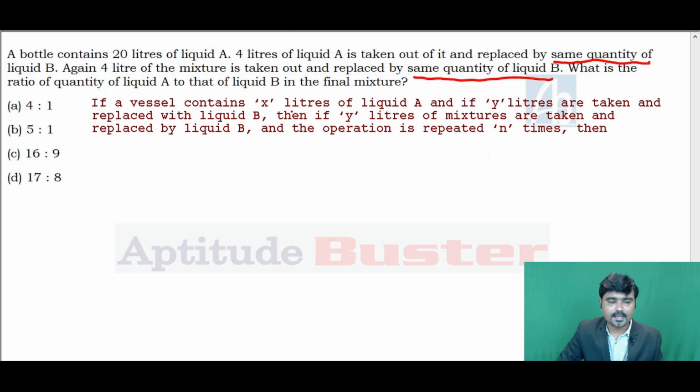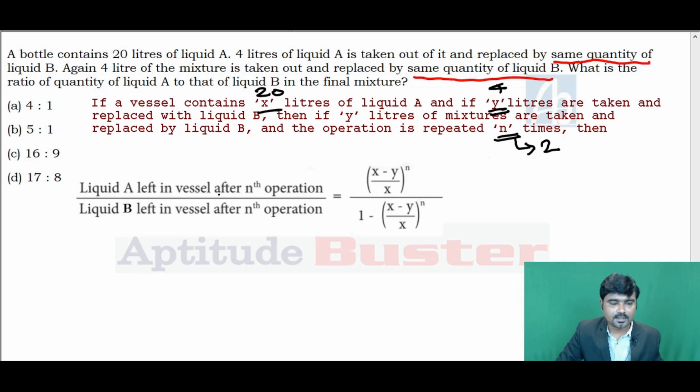If a vessel contains X liters of liquid A and if Y liters are taken out and replaced with liquid B, if Y liters of mixture is taken out and replaced by liquid B, the operation is repeated n times. Then in this question, X is nothing but 20 liters and Y is nothing but 4 liters. The operation repeats n times. In this case, it is only 2 times. So we know the X value, Y value and n value. Then you can substitute in the formula. Liquid A left in the vessel after nth operation. Liquid B left in the nth operation.